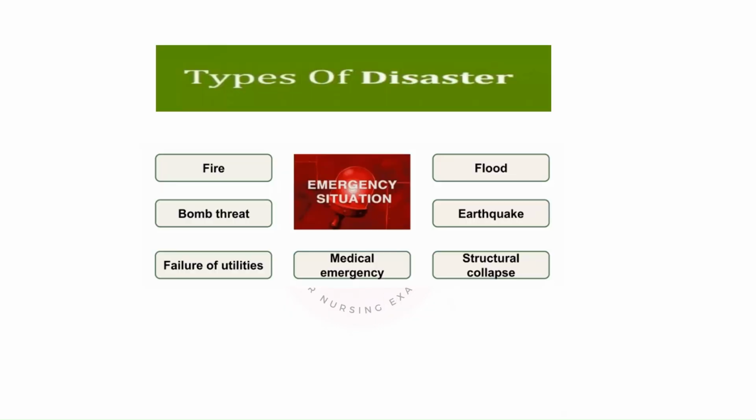Let's understand the types of disasters. If we consider a hospital scenario, we have internal disasters and external disasters. Internal disasters include fire, bomb threat, failure of utilities, and medical emergencies. External disasters can be a flash flood, earthquake, and structural collapses.